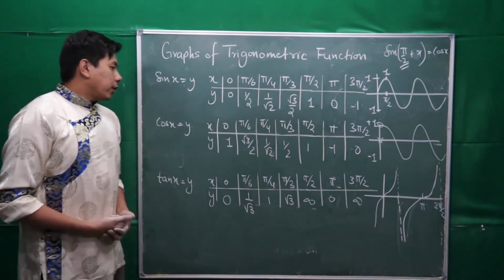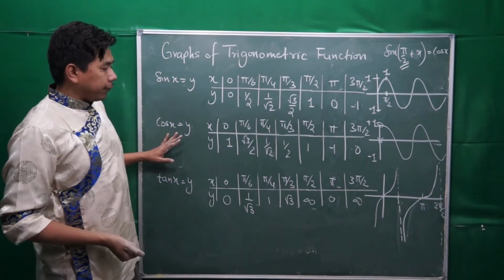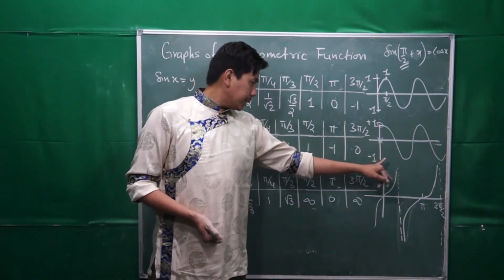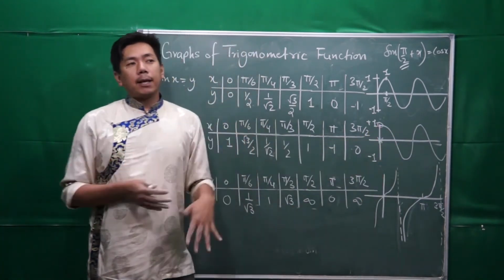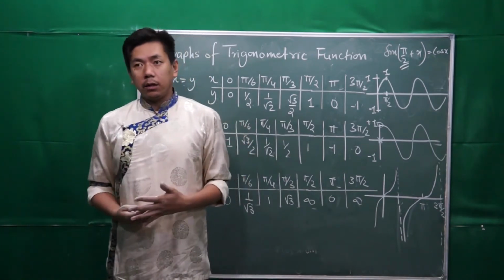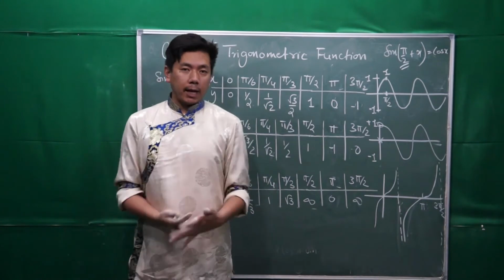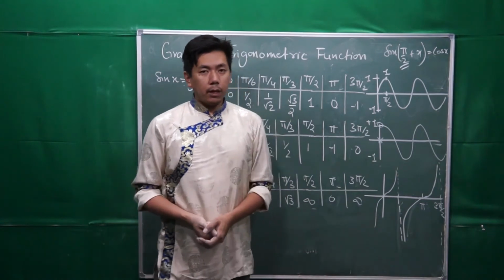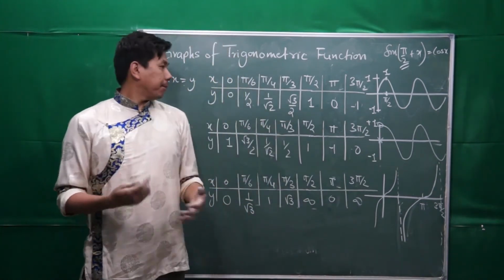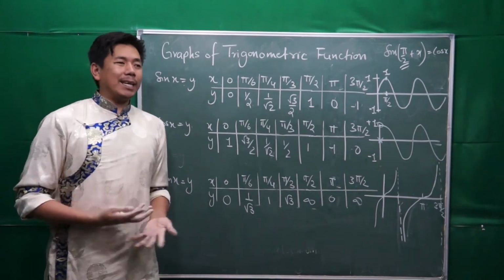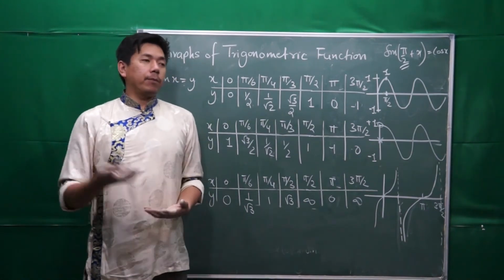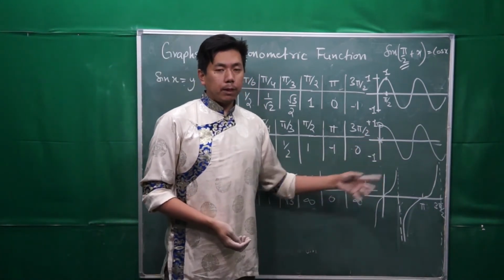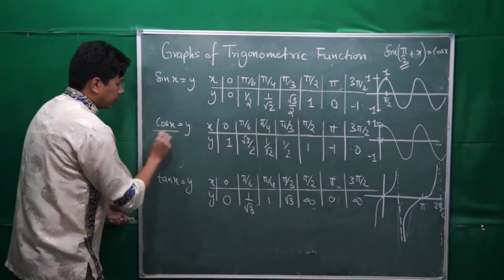Now, for the cos trigonometric ratio and its graph, you can see that it begins from plus 1 and it ends at minus 1. Therefore, the maximum value that the cos trigonometric function can have is positive 1 and the minimum value is minus 1. So the range is between plus 1 and minus 1. The domain can be any real number, any angle from negative infinity to positive infinity, but the range will always be plus 1 to minus 1. This is for the cos trigonometric function.